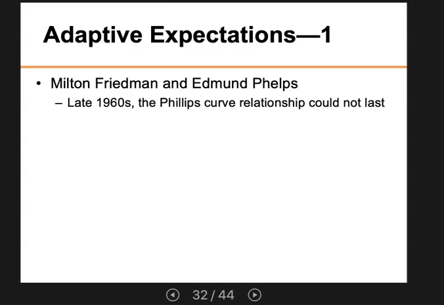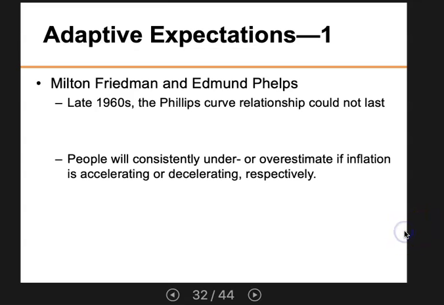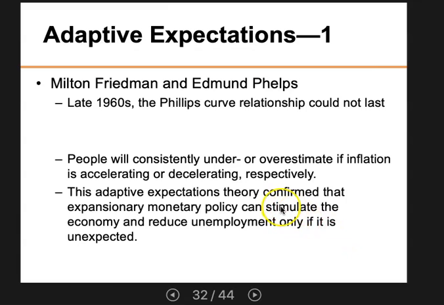Okay? There are weaknesses associated with this kind of theory. If the rate is accelerating, it means that inflation is going to get bigger each year. Adaptive expectation then causes people to underestimate inflation in one year and then might overestimate inflation the next year. Okay, so basically, this adaptive expectation theory confirmed that expansionary monetary policy can, of course, stimulate the economy and reduce unemployment only if it is unexpected.